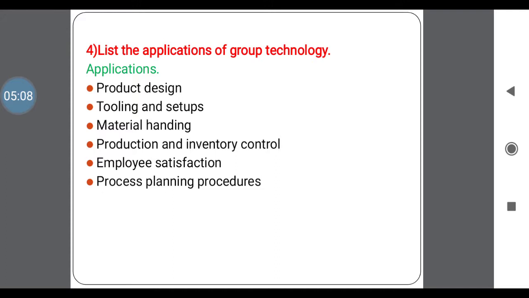Next one is the employee satisfaction. That is a high quality product. Next one, process planning procedures. It shows the detail of process plannings.